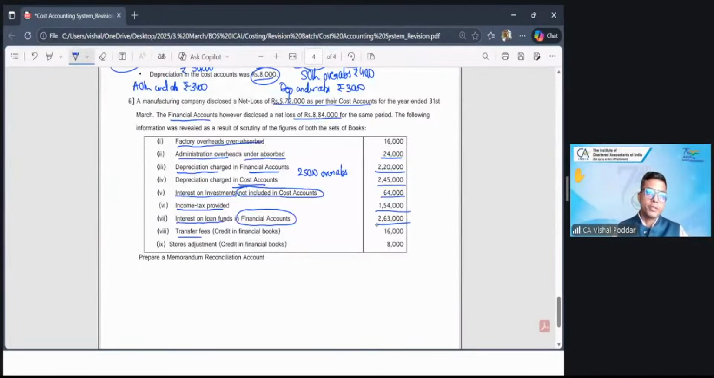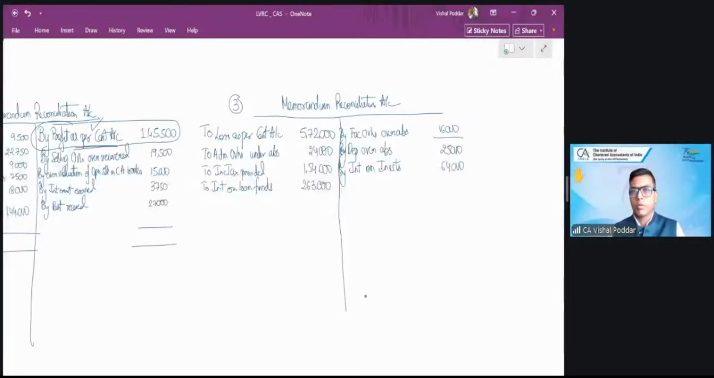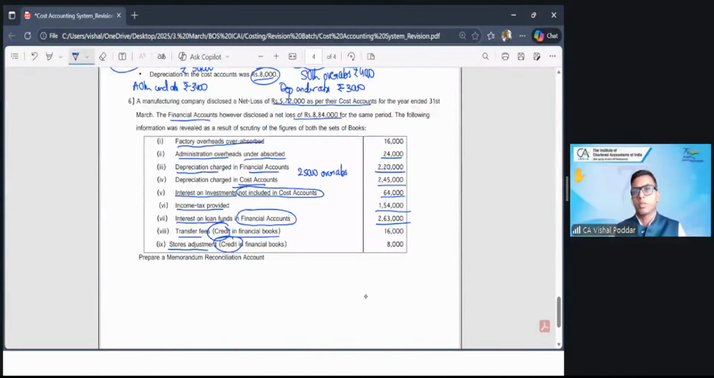Next, transfer fees. Now they've mentioned what is done. It is credited in financial books. Similarly, store adjustments, it is also credited in financial books. Again, both these are income items. Credit means income. Now, both these are there only in financial books. Now, if there is an income in financial books, what is the impact on the financial loss? The financial loss is lowered. So because of these credit items, my financial loss is lowered. Again, my starting point is costing loss. So I'll have to come down. Transfer fees and store fees.